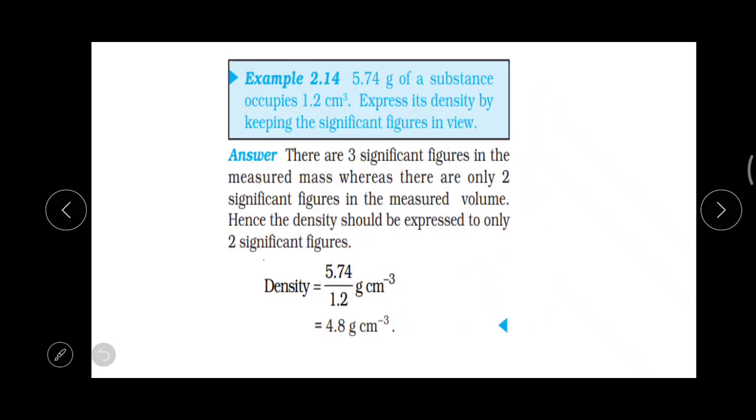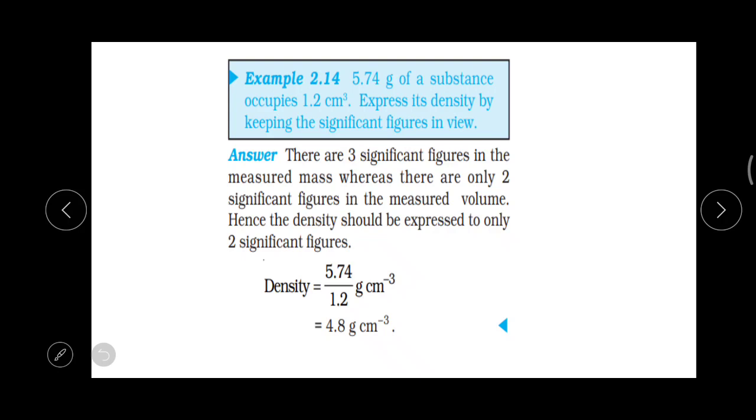In the next example, 5.74 gram of substance occupies 1.2 centimeter cube. Express its density by keeping the significant figures in view. Here also we have to focus on the significant figures. So density is mass by volume, so 5.74 divided by 1.2.